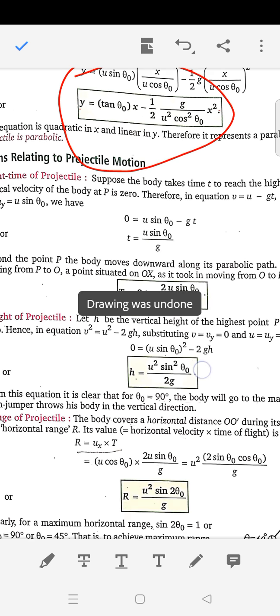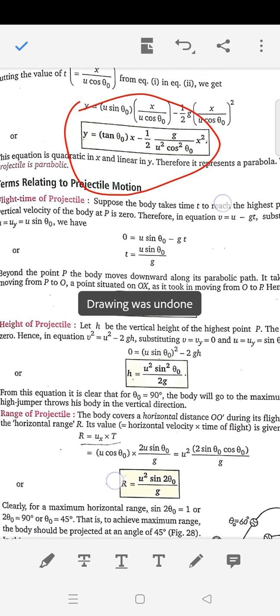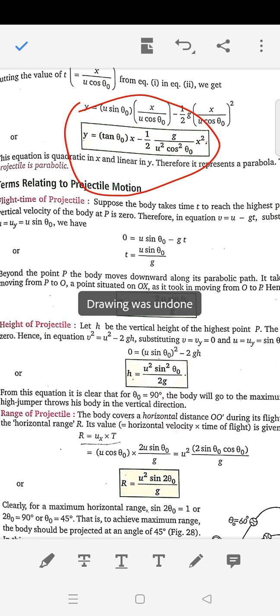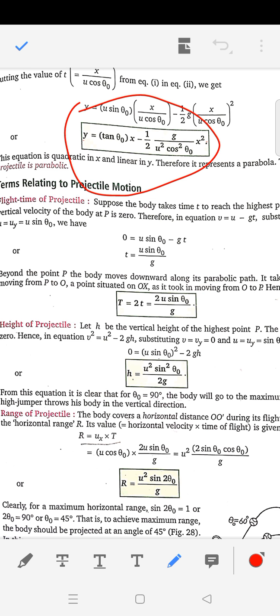So see what we are doing. v equals u plus at, a formula we know. V is the final velocity, and at the highest point the final velocity is 0. So 0 equals u sin theta minus gt. From here we get t, which is the time taken by the particle to reach the highest point.